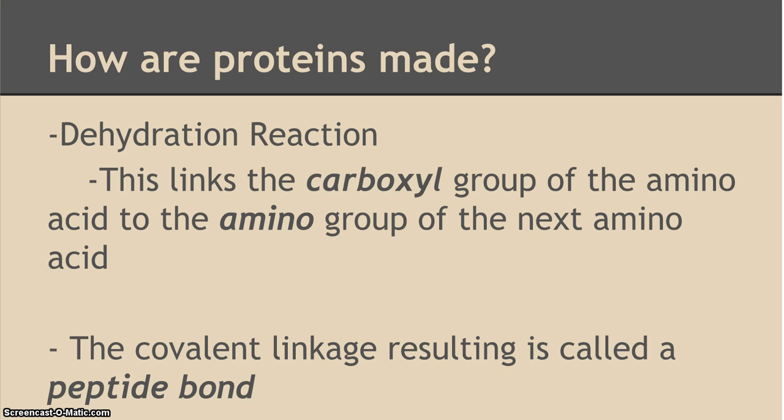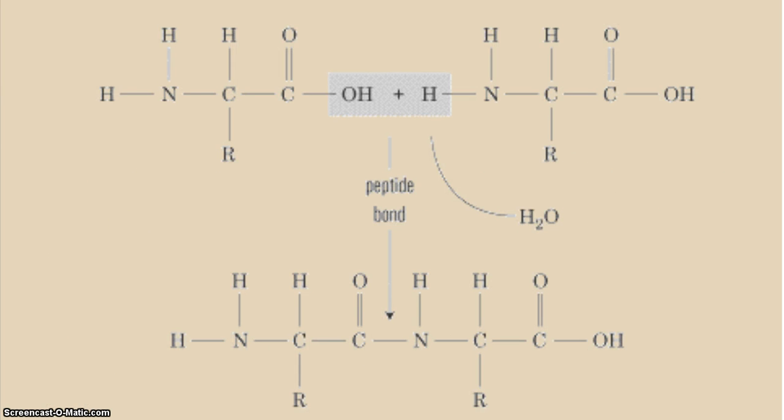And the covalent linkage, or the covalent bond, is going to result in a peptide bond. So that's a new term, a new name. So make sure you get that down, highlight it. And this new term is the peptide bond, and the peptide bond only occurs in proteins.